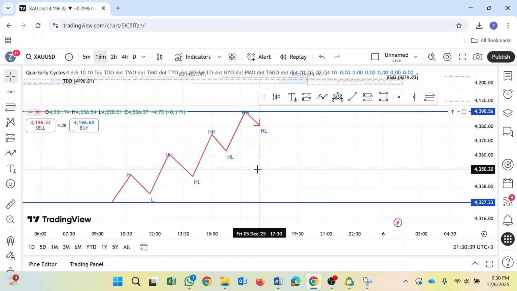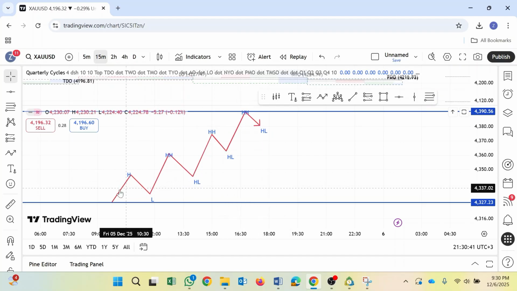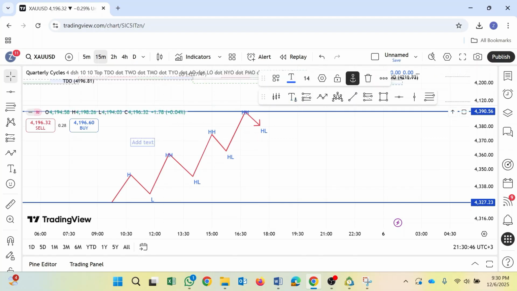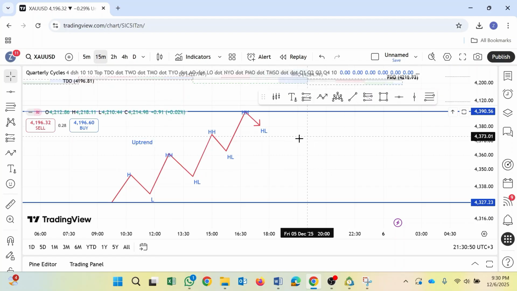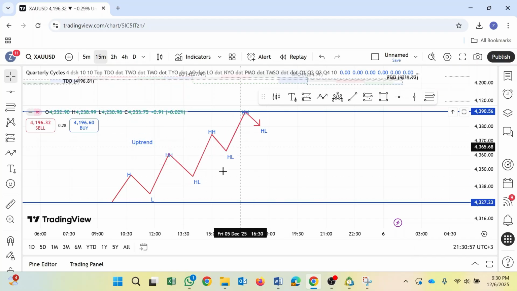Just maybe in summary, it is easy to say that an uptrend, because this is what we call an uptrend. This is an uptrend. You don't need a genius to know an uptrend. An uptrend inafanyika wakati tunaenda juu. This is an uptrend.